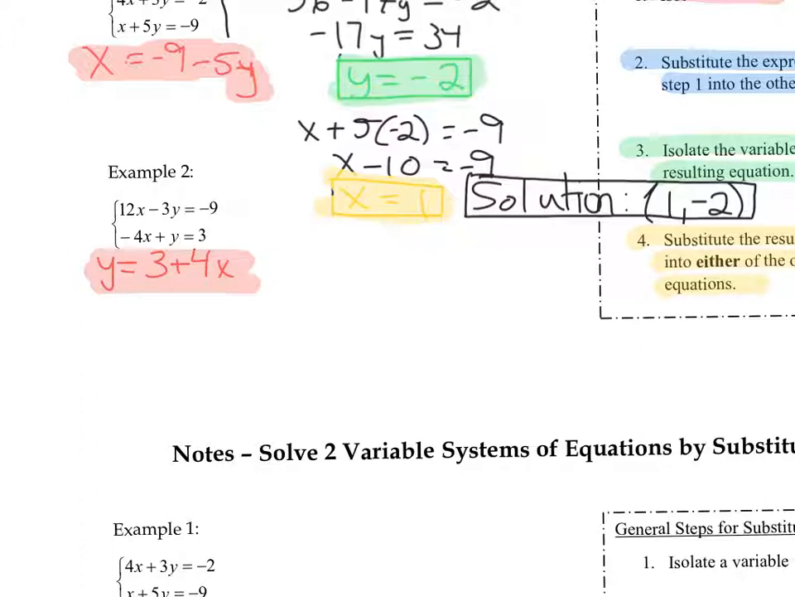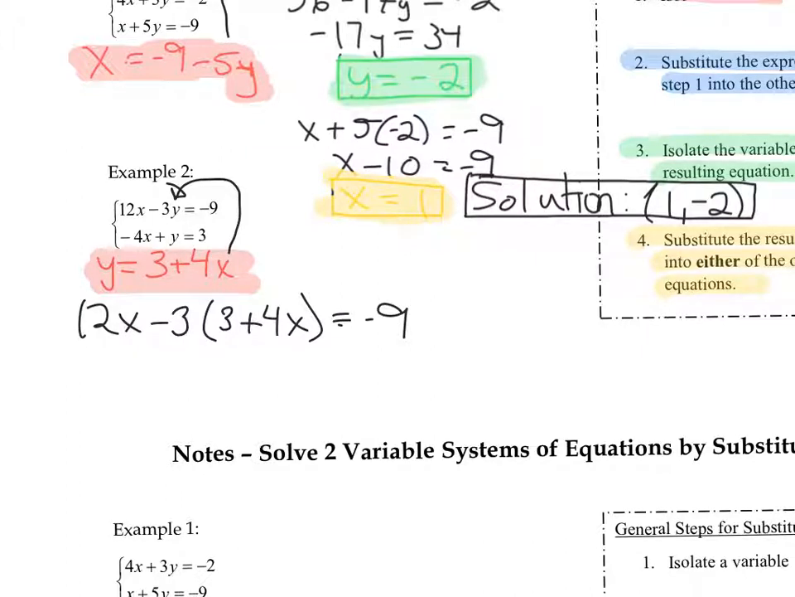Alrighty. Moving on, we're going to go ahead and place this inside of the y, right? Because we solved for y, so we're plugging this in for y. So we have 12x minus 3 times (3 plus 4x) is equal to negative 9, okay? Now, this right here, we've gone ahead and plugged this into the other equation. So this is that blue step, okay?